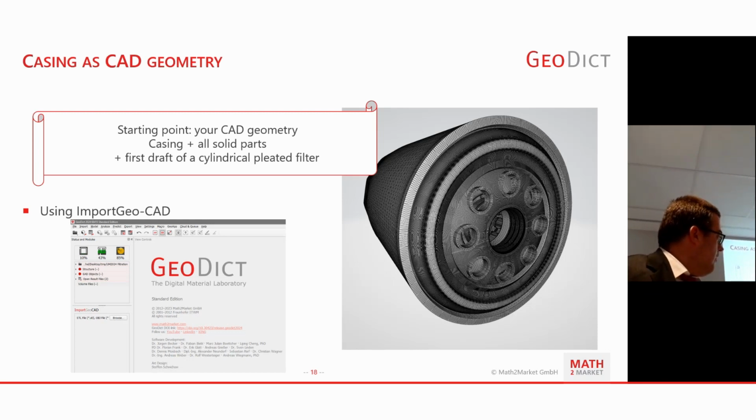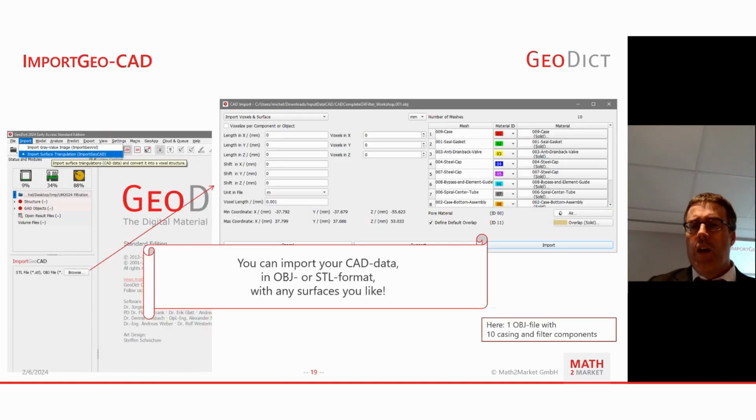So if we use that, the import CAD data is already in Geodic. In this case, we have one OBJ file consisting of 10 casing and filter components. You can see right there direct feedback showing the structure elements of your CAD data.